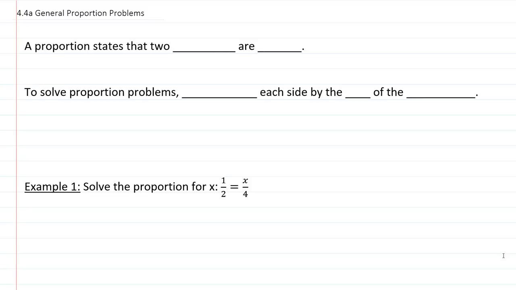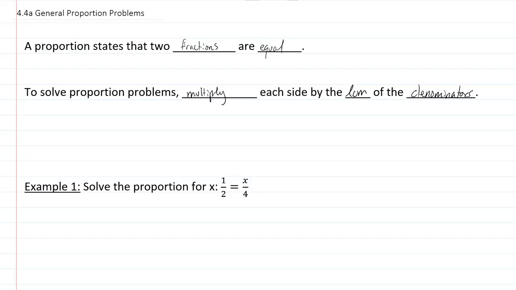4.4a, General Proportion Problems. A proportion states that two fractions are equal. That's all it is. To solve a proportion problem, multiply each side by the LCM, or least common multiple, of the denominators. After this, we use the properties from the previous section to solve the algebraic equation.